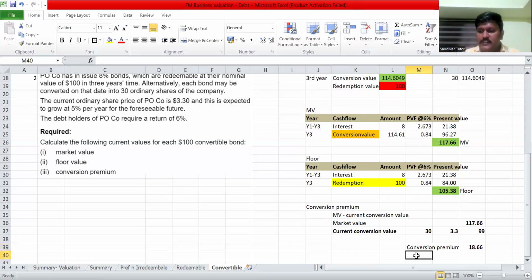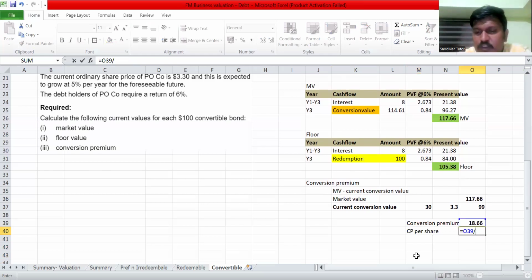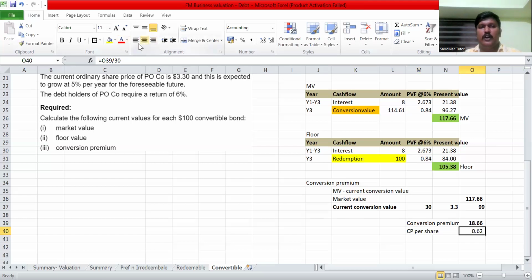Normally this would be expressed as conversion premium per share, CP. This is normally expressed that way only. So you take this 18.66 and divide by the number of convertible shares for this bond, which is 30. Divided by 30, you get $0.62, or 62 cents per share, as the per-share conversion premium.